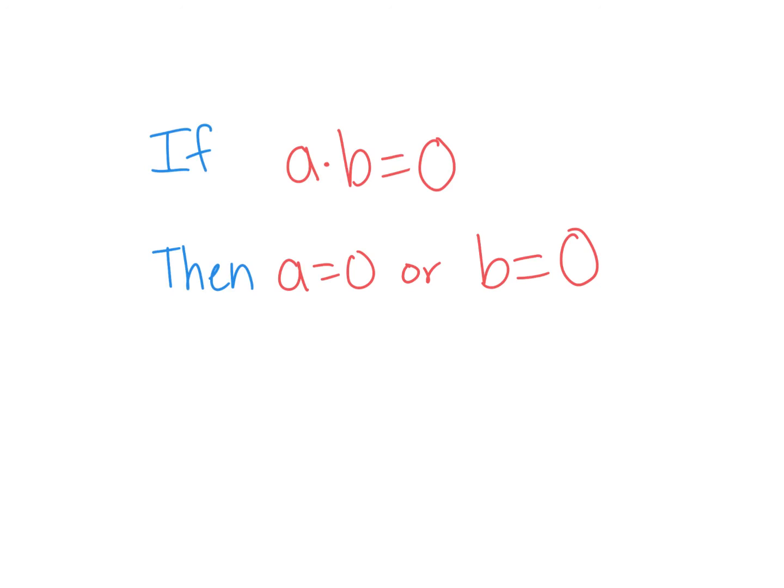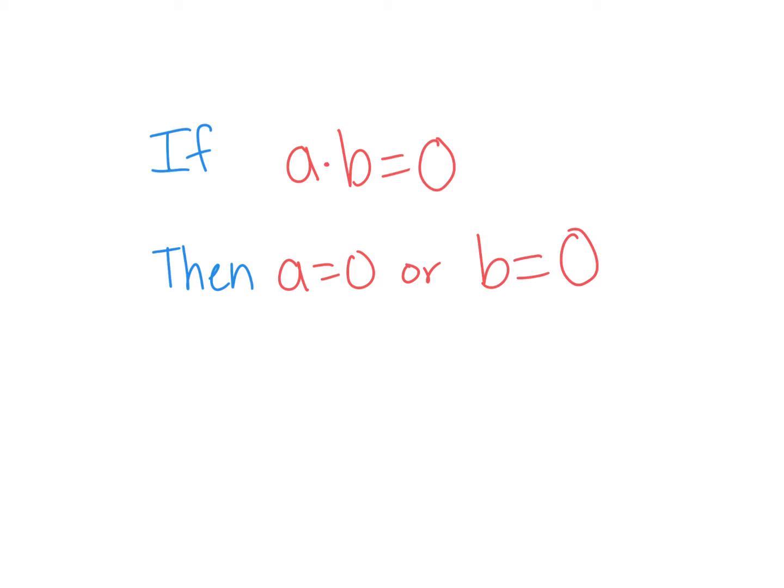In this video, we will learn about the zero product property, which allows us to solve equations that are factored and set equal to zero. The zero product property tells us that if we have a product, so multiplication, set equal to zero, then one or more of the factors must also equal zero.